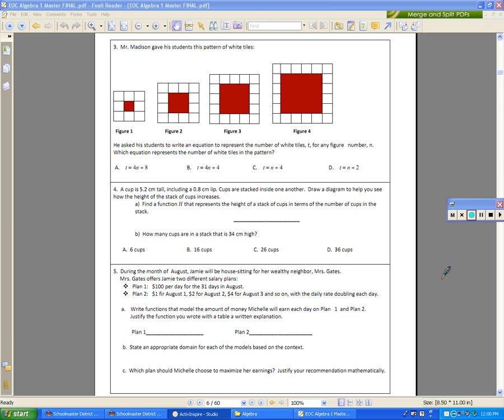So how many cup lips, each 0.8 centimeters tall, make up 29.6 centimeters total? How do you figure that out? Divide. So if I take my 29.6 and divide it by 0.8, you get 36?